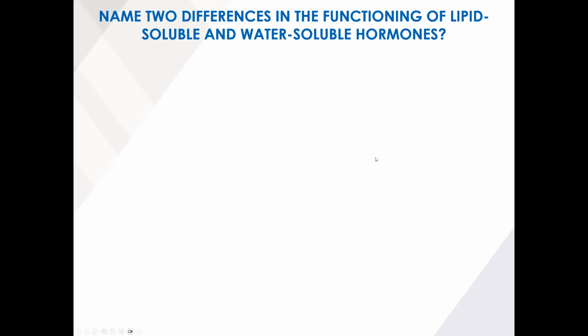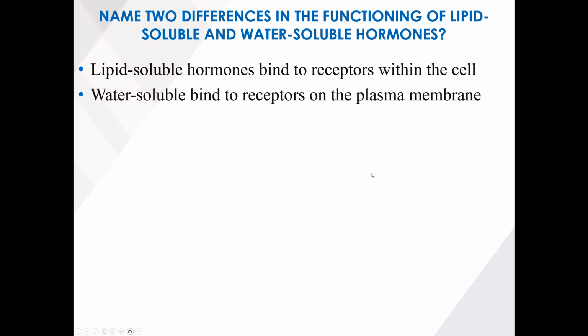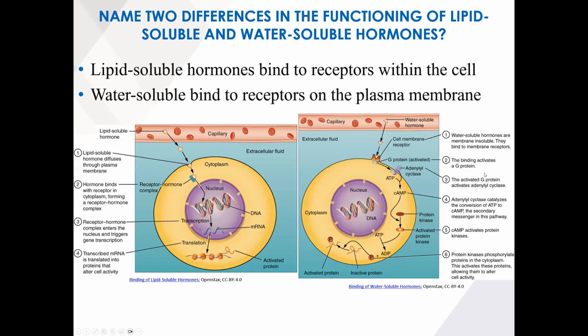Yeah, lipid soluble hormones can pass through the lipid membrane, and so they'll bind within the cell. Water soluble hormones can't pass through the membrane, and so they have to bind on the membrane itself. So the pictures have a lot going on here. Don't worry about that. The important thing is this lipid soluble hormone goes into the cell and binds to a receptor inside the cell. The water soluble hormone can't pass through the membrane, so it has to bind on a receptor on the surface of the membrane. Lipid soluble can go inside, water soluble has to stay outside.